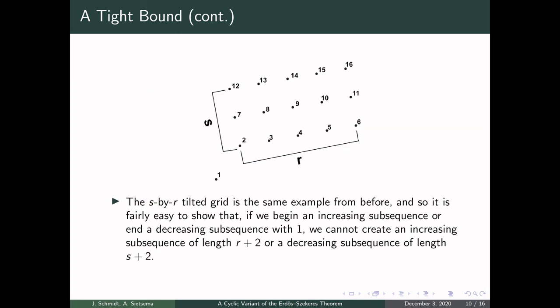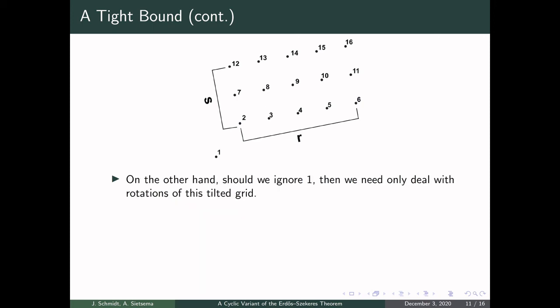Now, this example may look very familiar, as the s by r tilted grid is the exact same example from before, just with a 1 to the bottom left. And it is fairly evident that if we begin an increasing subsequence and a decreasing subsequence with that 1, we cannot create an increasing subsequence of length r plus 2 or a decreasing subsequence of length s plus 2, as there is no increasing subsequence of length r plus 1 or decreasing subsequence of length s plus 1 inside of that grid in this rotation.